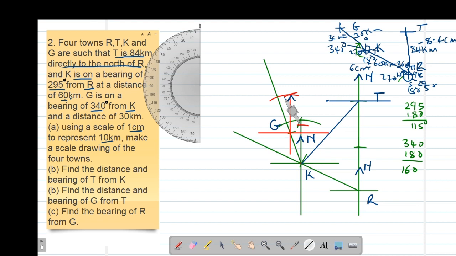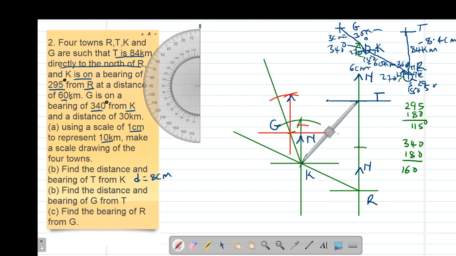K is somewhere here. So they want us to measure the distance of T from K. So I can just use my pair of compass to measure that distance. But for your case, you can use a ruler or use a compass, then transfer it. So my K is here. Then the distance from T, this T is somewhere here. So my distance is 8 centimeters. So I'm getting 8 centimeters. So in part B, the distance is 8 centimeters.